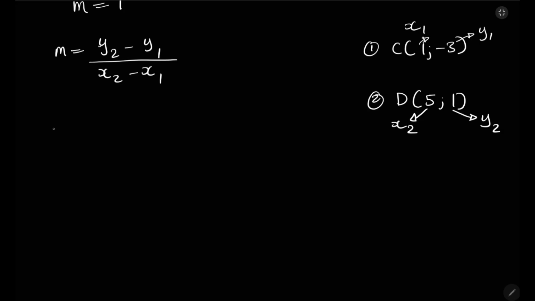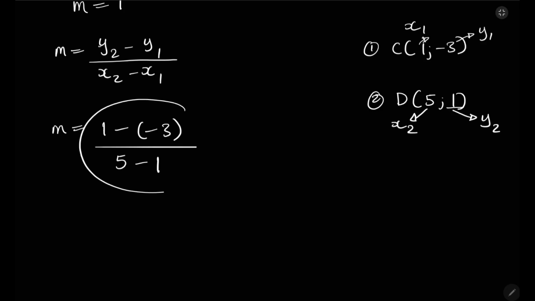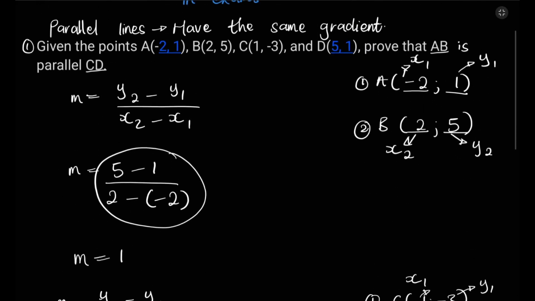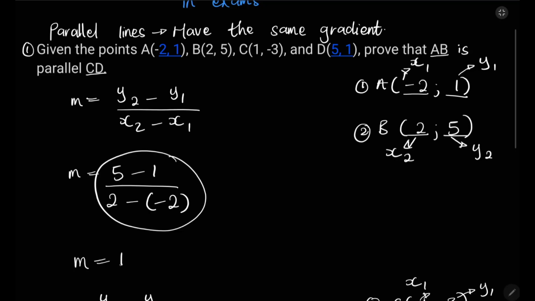Now let's substitute. We have m is equal to y2, y2 is 1. We have 1 minus y1, which is -3, it should be in a bracket, all over x2, which is 5, minus x1, which is 1. So when you punch this in your calculator, your gradient should be 1.